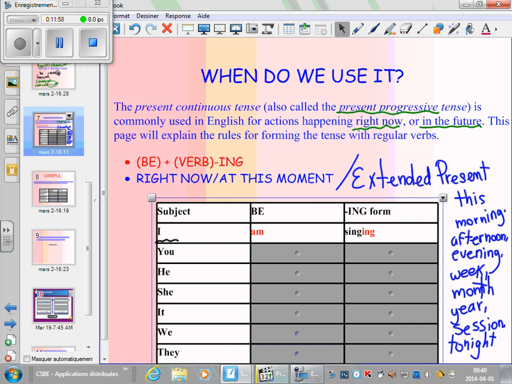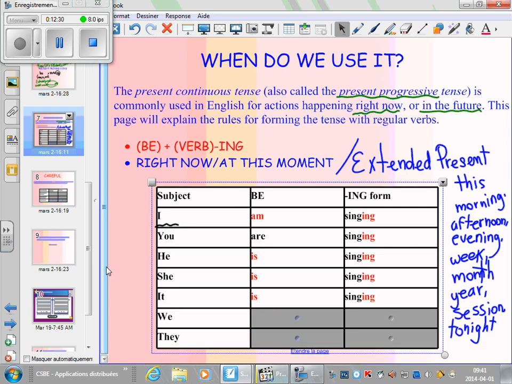Yes? Okay. All right. Now with the subject you, it's going to be easy. I think you know your verb to be very well. So you are. For the verb form, is it going to change? No, it's going to remain the same. It's going to stay the same. He is singing. She is singing. It is singing, if we're talking about a bird, an animal. We are singing, and they are singing.